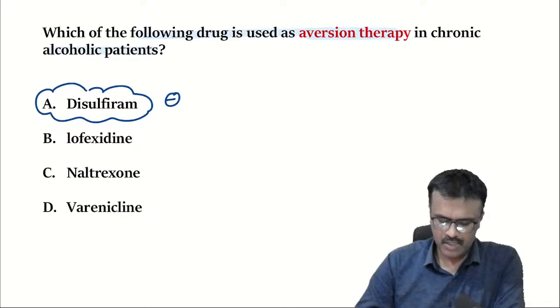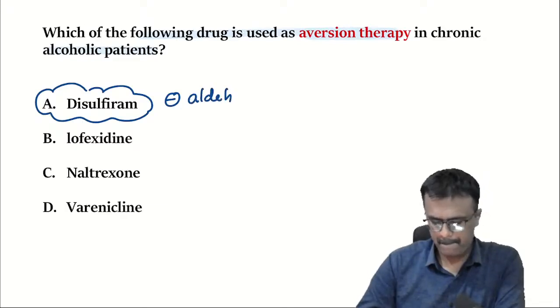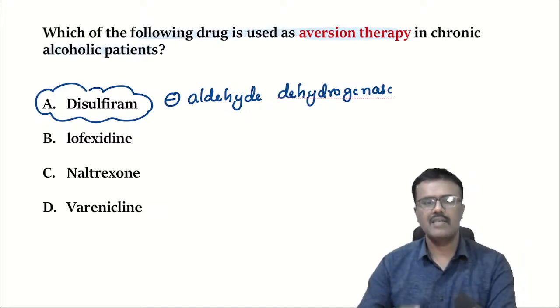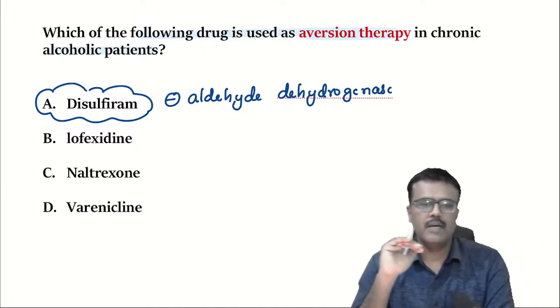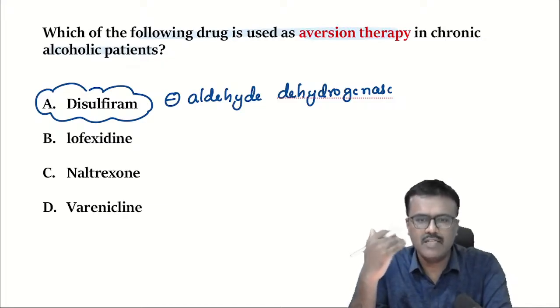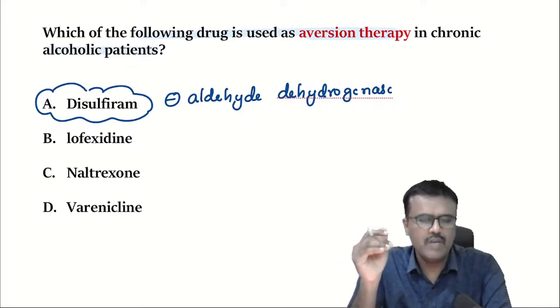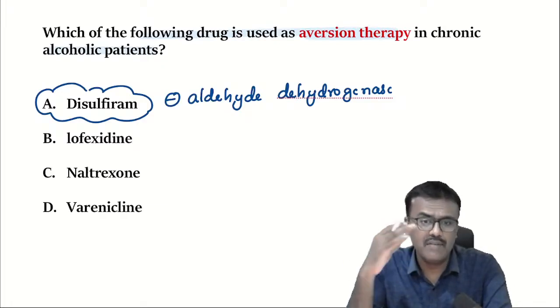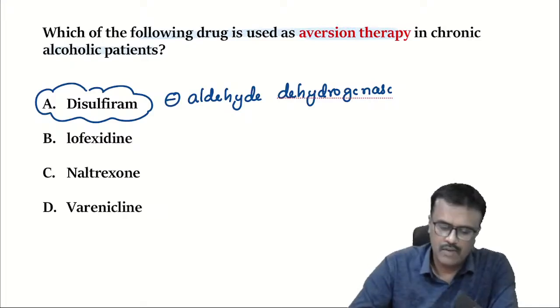Disulfiram inhibits the enzyme aldehyde dehydrogenase. So what happens if we inhibit this? The acetaldehyde levels go up. The patient will develop nausea, vomiting, headache, chest tightness, respiratory difficulties. So whenever he drinks alcohol with disulfiram, he won't have the euphoria. So it will lead to aversion therapy.